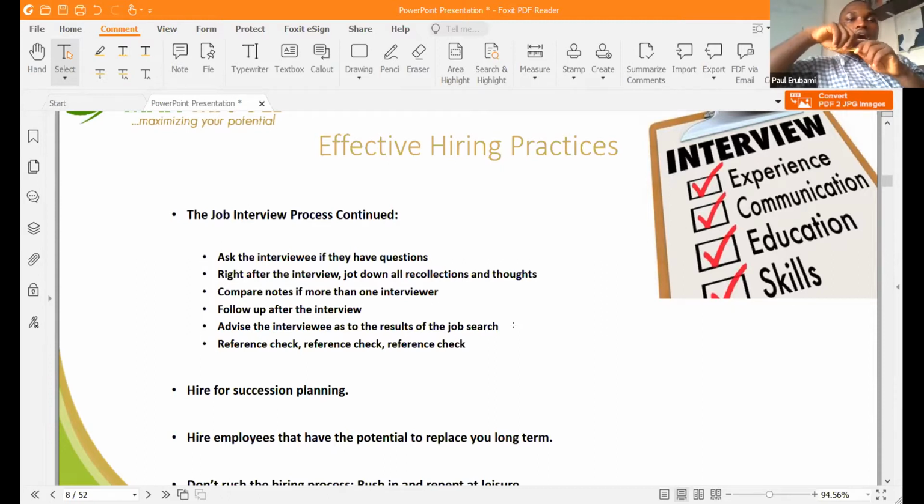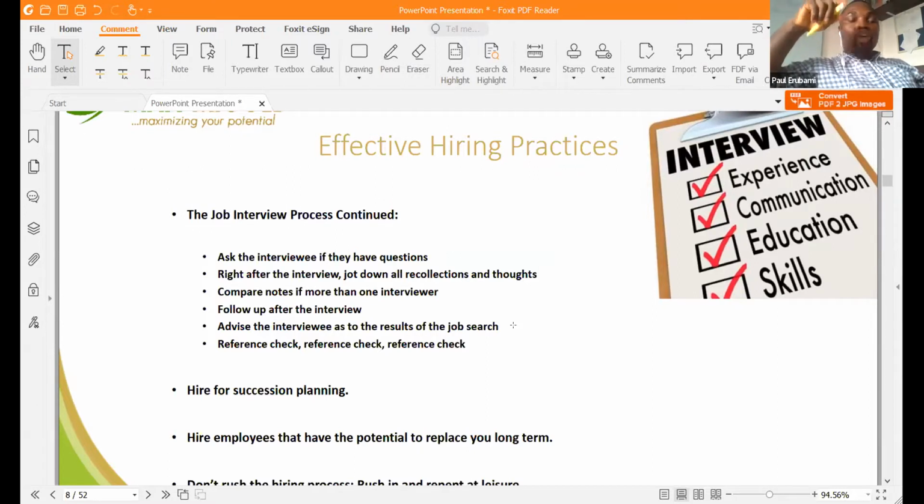It's always very important to have a follow-up after the interview. It is always okay to advise the interviewee as to the result of the job search. It is always very important to do a reference check. It's very important for you to do a background check on your prospective employee.